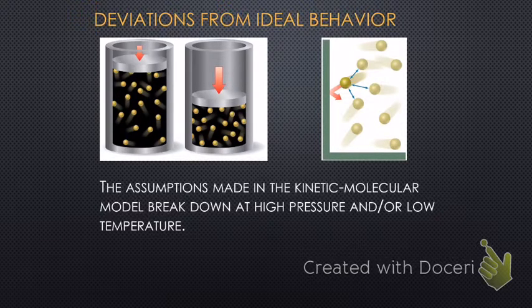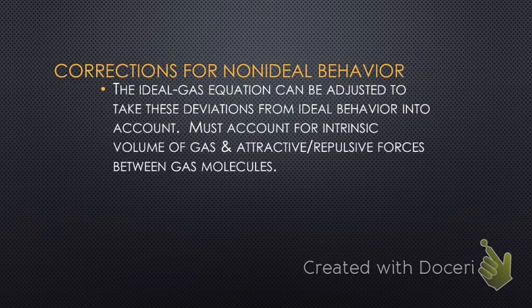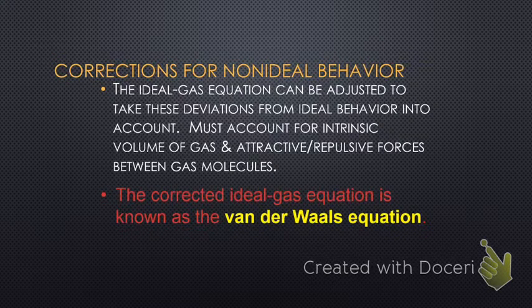And so instead, we have to make certain corrections. One correction that we're going to make is that you have to take into account that there is an intrinsic volume. Those gas molecules really do have a volume. It's just really tiny, but it does have a volume. And secondly, gas molecules themselves are going to have attractive and repulsive forces. Okay, that's quite possible. When you put this together, you get what's called the van der Waals equation.